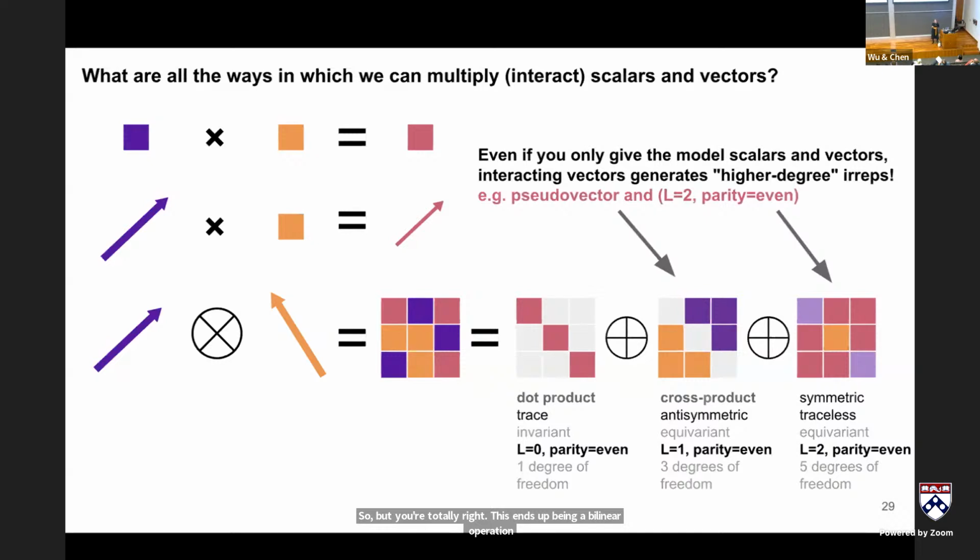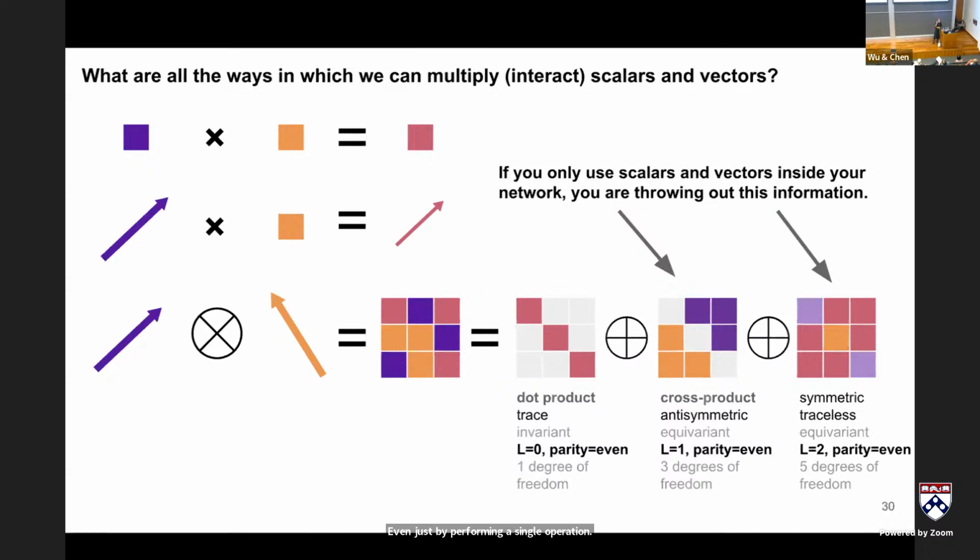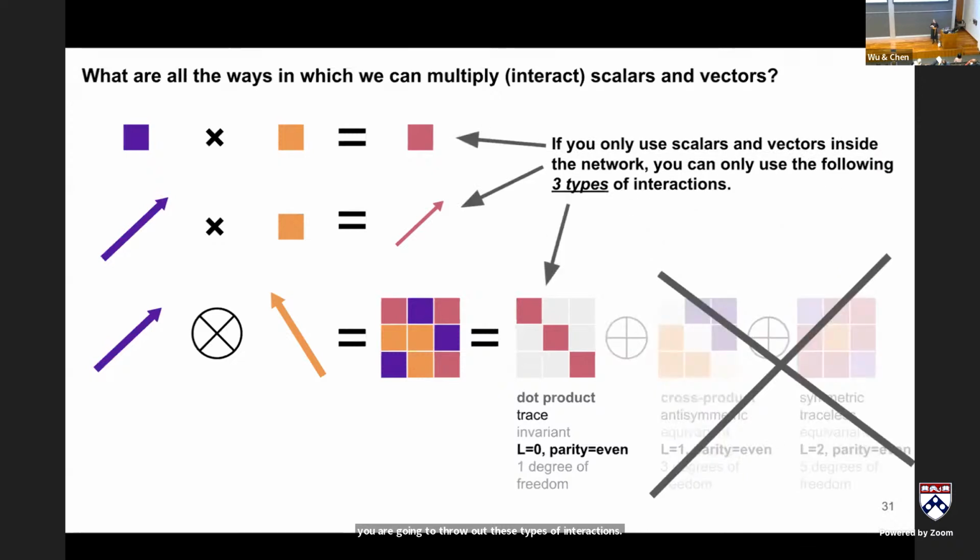So the point I want to make here is that even if you start with scalars and vectors, you end up with pseudovectors and L equals 2 even objects, even just by performing a single operation. Now, you can choose to restrict yourself to scalars and vectors, but you are going to throw out these types of interactions. So they will not exist in your model. Another way of saying that is if you only use scalars and vectors, these are the only types of operations you can use that still preserve symmetry. So scalar, scalar, vector, scalar, and dot products. And that may be more than sufficient for what you're doing. Again, I just want to emphasize that there are more options should you need that expressivity.